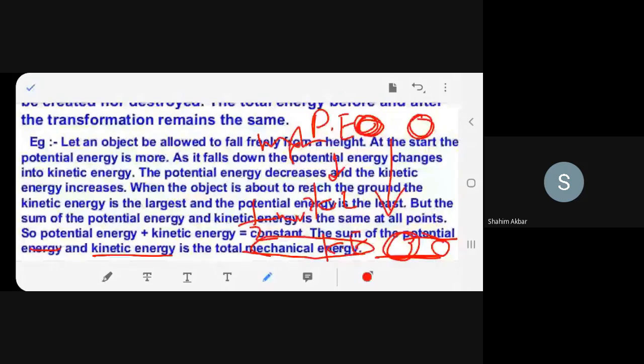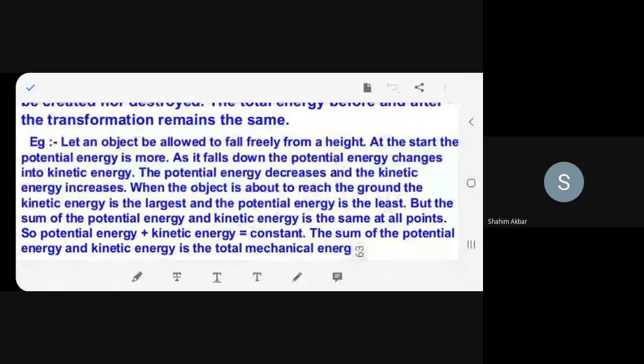And at any point, whenever you sum the potential and the kinetic energy, it remains constant. It will never change. You can see that if the kinetic energy is more, the potential energy is less. But if you add them at any point, from here to here, when you add it up, it remains the same.